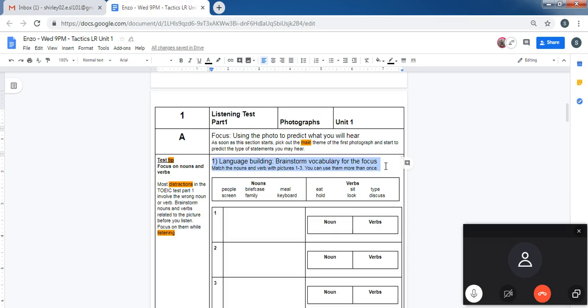Language building. Brainstorm vocabulary for the focus. Match the nouns and verbs with picture 1, 2, 3. You can use them more than once. All right.